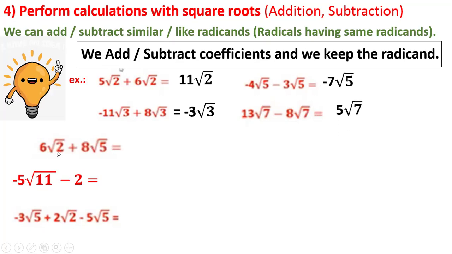Now 6 radical 2 plus 8 radical 5. Here the radicand is 2. Here the radicand is 5. Since they are different radicands, we cannot add different radicands. So my answer will be written as 6 radical 2 plus 8 radical 5.